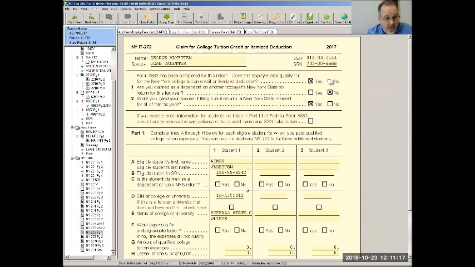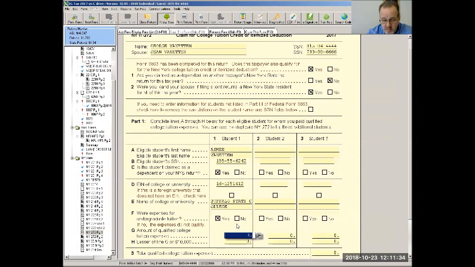And then we go down there and part one, question C says, is the student dependent? Yes, they are. And was this for undergraduate? Yes, it was. And how much are the qualified tuition expenses? What was that number? The 2000? Yep, 2214. So we put that in there.